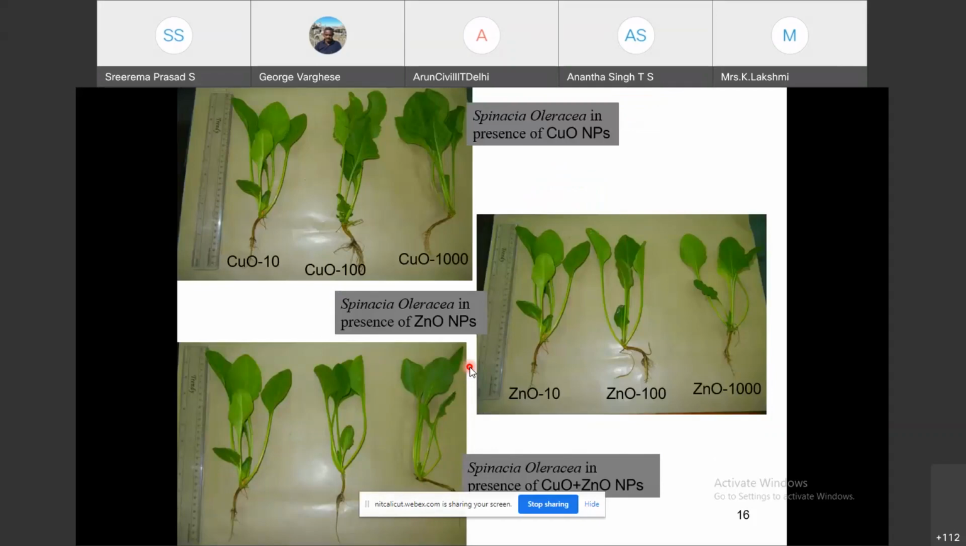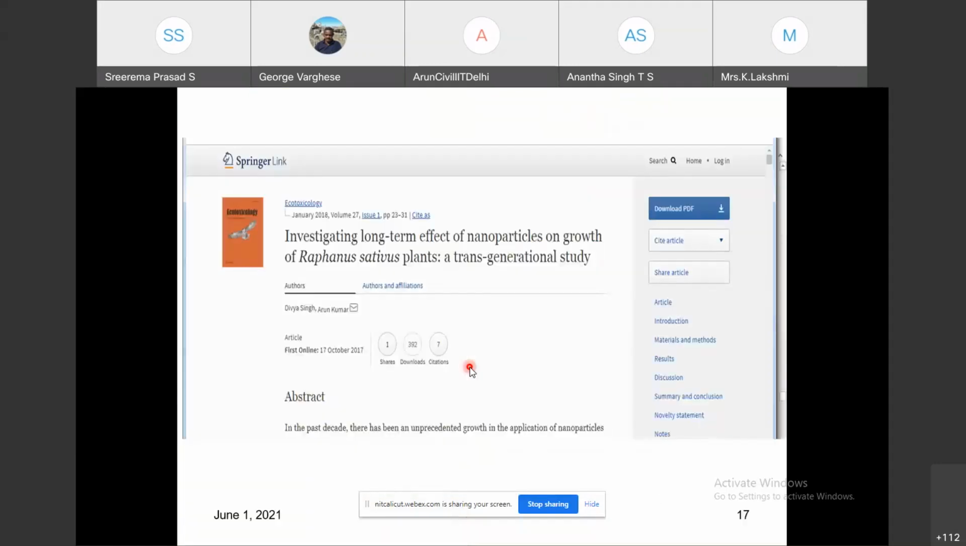So these were some of the photographs Dr. Divya took, just to see whether it is going to affect the growth of the spinach leaves or not. Then later on, we also tried to see whether it is going to affect your seed for the next generation, and whether it is going to affect the germination of the next generation seed with respect to unexposed seed.